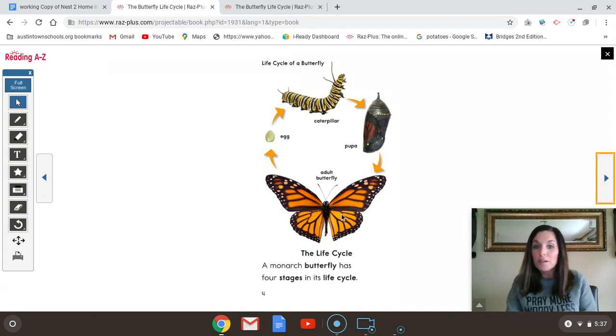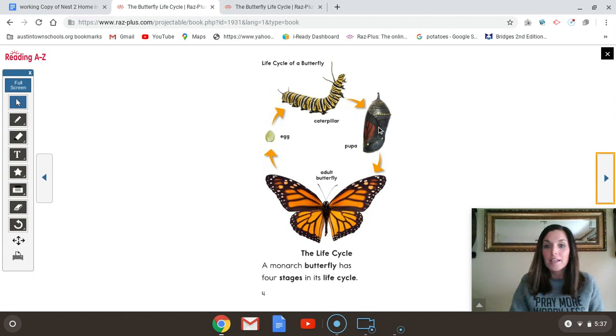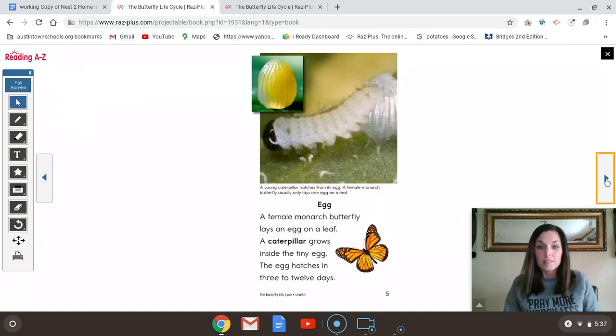Okay, so then the butterfly is going to lay an egg. The egg will turn into a caterpillar. The caterpillar will go into the pupa. It will work really hard changing and it will come out as a butterfly. So that's the cycle. It keeps happening over and over again. It's pretty fascinating, guys. Okay, so the egg.